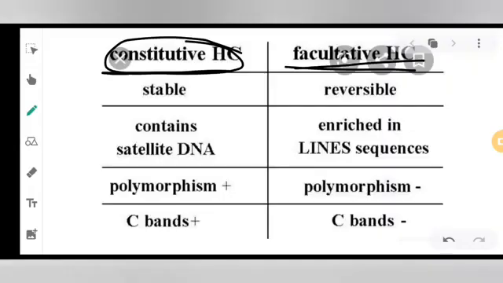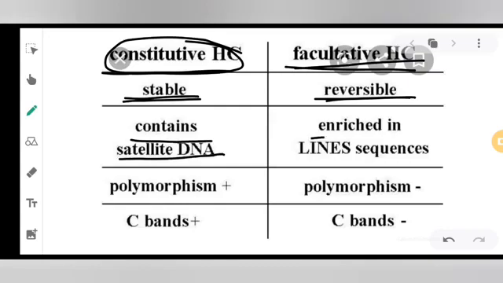Now the heterochromatin is of two types. One is constitutive heterochromatin, another one is facultative heterochromatin. What are these constitutive and facultative heterochromatin? Constitutive heterochromatin is a part of the chromosome, whereas facultative heterochromatin is formed by the inactivation of the chromosome of the homologous pair. You can see the constitutive is stable, whereas the facultative is reversible.